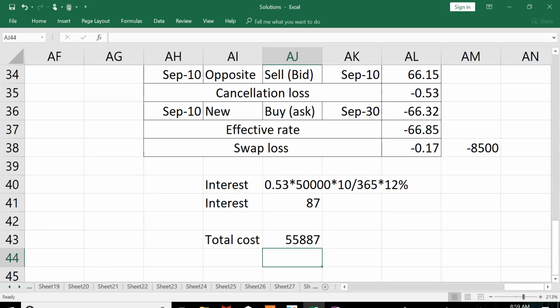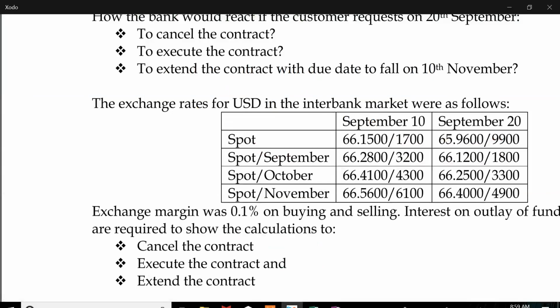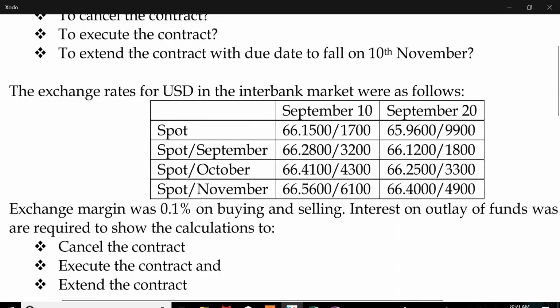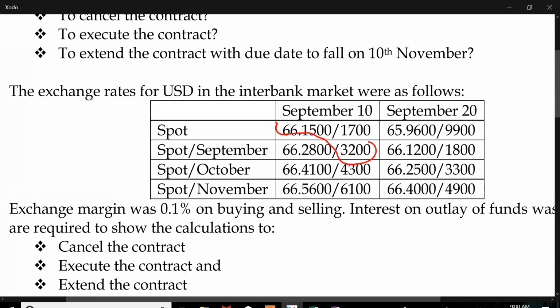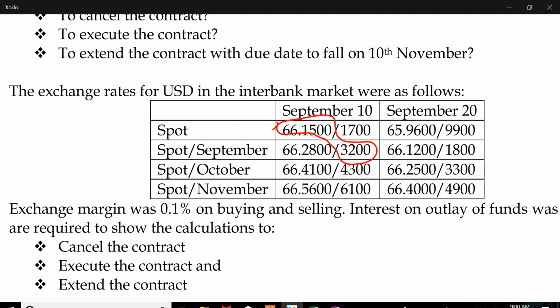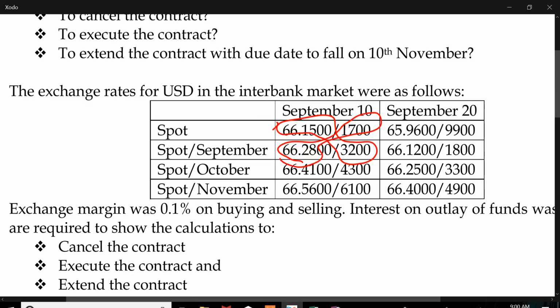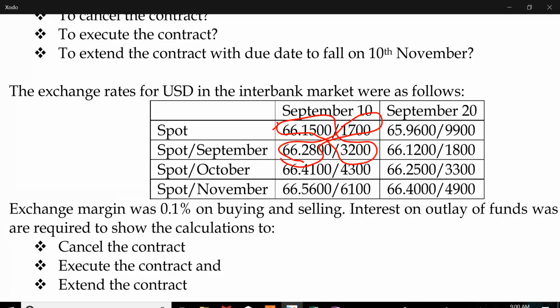See, always what has to be taken is the next available contract. Now I'll tell you a shorter way of getting the swap loss. It's a quicker way of getting swap losses, but for interest obviously I need to do that calculation. Swap loss is this: you are swapping 66.15 with 66.32, 17 paise difference, or you are swapping 66.28 with 66.17, depending on whether it's an importer or exporter. Depending on what you are doing, you are swapping one bid rate with the other ask rate. That is what you do.